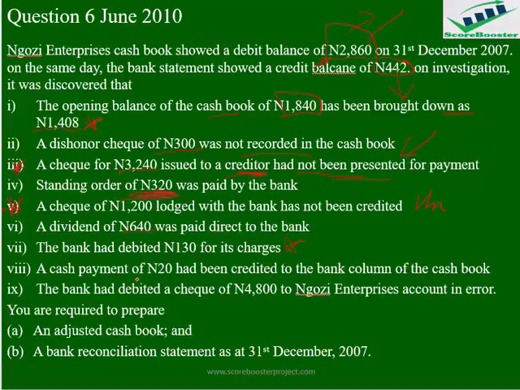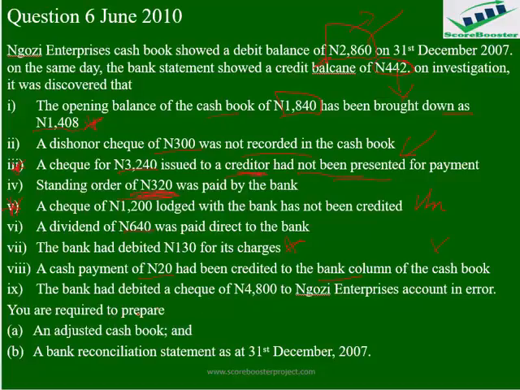A cash payment of 20 naira has been credited to the bank column of the cash book. Let's see what happened. A cash payment was credited to the bank column of the cash book. What has happened there? An error has occurred. A cash payment is supposed to be in the cash column, but you put it in the bank column, because it's not a check payment, it's a cash payment. You must look at the implication of that also to adjust your cash book.